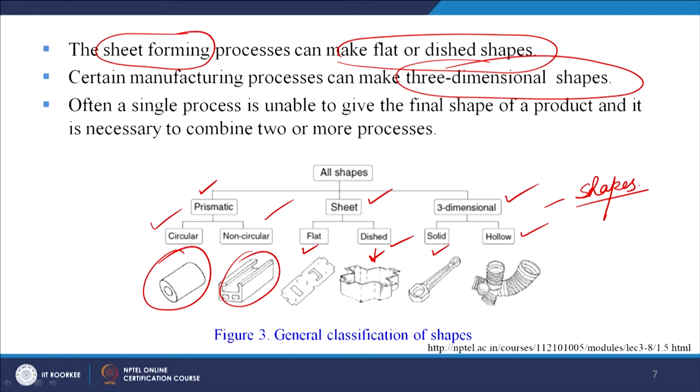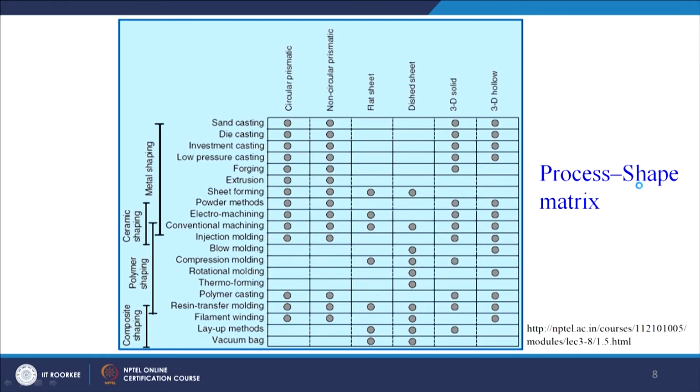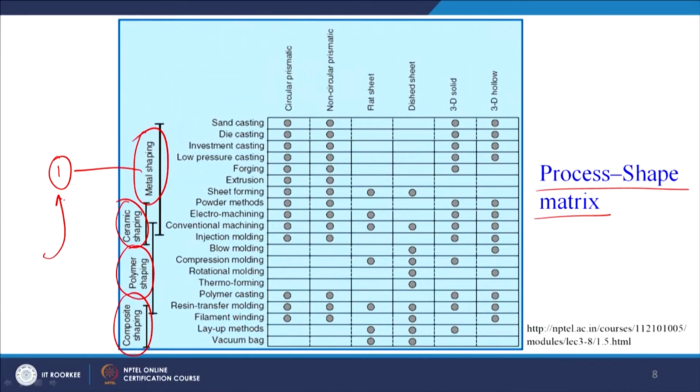Now, how these shapes are related to the manufacturing processes, we can see here in the process shape matrix. Here we have again the processes, we have already classified them. Metal shaping, polymer shaping, ceramic shaping. If you remember, we have classified the processes into three. First one was shaping, second one was joining, third one was finishing. So here, for the shapes only, we have to give the shape to the product, so only the shaping processes are mentioned here. So let us quickly see.